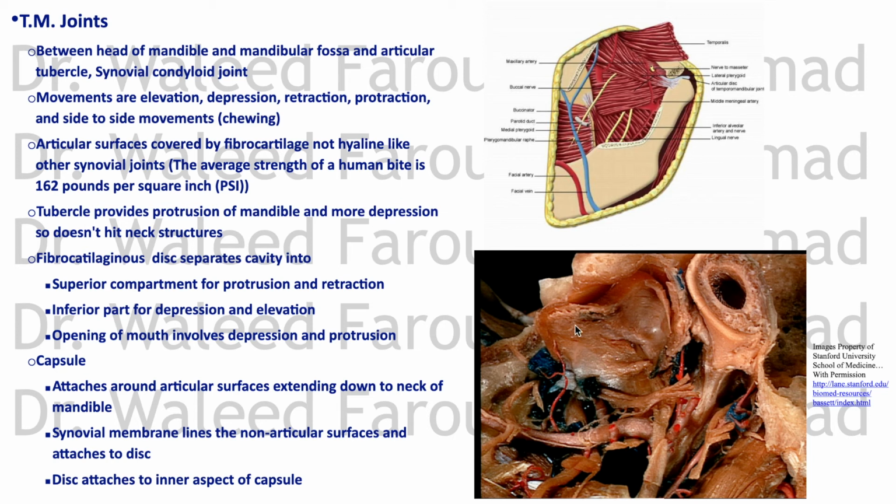Now the inferior compartment is for the elevation and depression movements. Simple hinge-like elevation and depression movements, okay? So the inferior compartment is mainly for elevation and depression movements, and of course the side-to-side movements as well. And the superior compartment is mainly for protrusion and retraction movements.